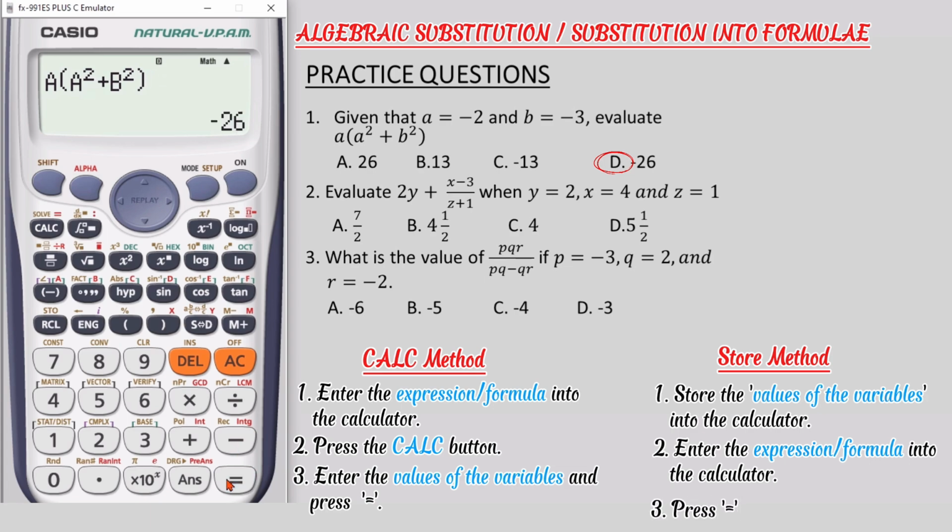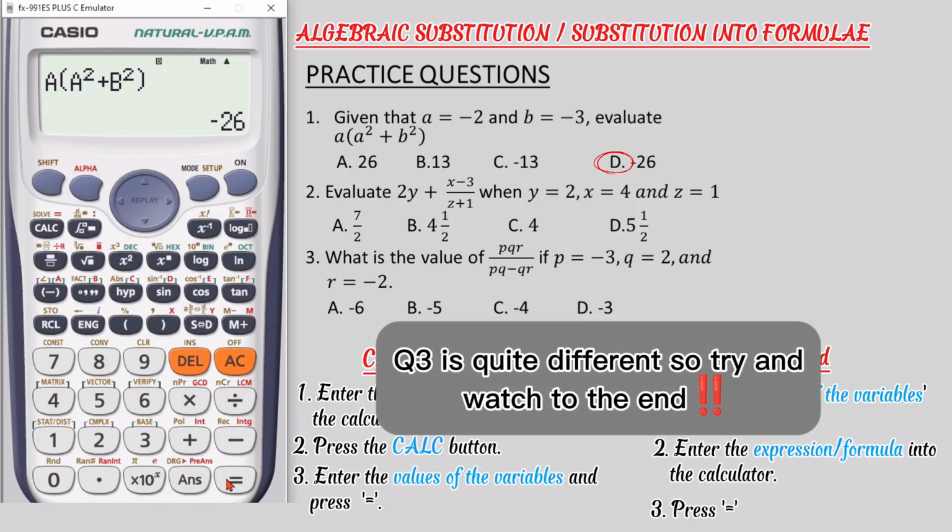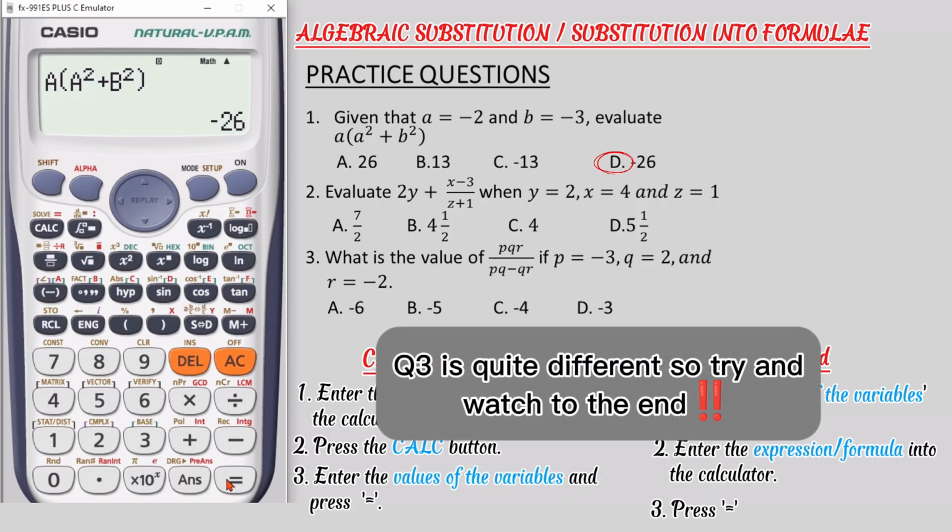And after I do that, the calculator will automatically substitute the values of a equals -2 and b equals -3 that we initially stored. So this means the answer to the first question is D. So in using both methods, we can see that we arrived at the same answer, which means you can use either of these methods and you are good to go.